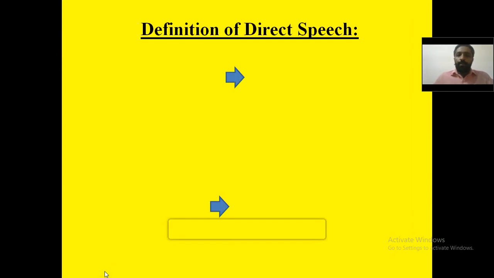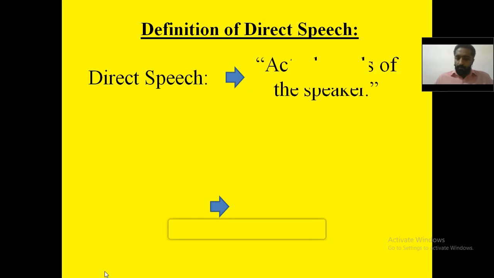That is the definition of direct speech. What do you mean by direct speech? You must have learned in your lower classes. Still, to make you understand better, I am starting with the definition of direct speech. Direct speech means these are the actual words of the speaker. You do not add anything. Instead, they are the actual words of the speaker.